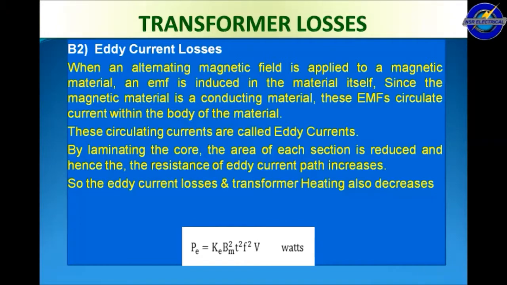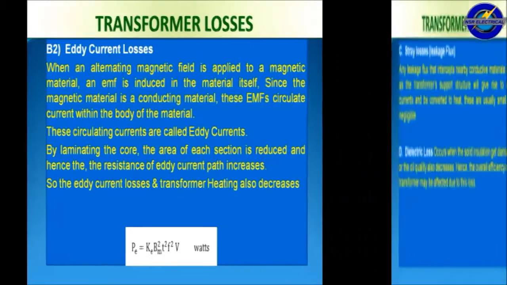Eddy current losses. When an alternating magnetic field is applied to a magnetic material, an EMF is induced in the material itself. Since magnetic material is conducting material, these EMFs circulate currents within the body of the material. These circulating currents are called eddy currents. By laminating the core, the area of each section is reduced and hence the resistance of the eddy current path increases. So the eddy current losses and transformer heating also decrease.